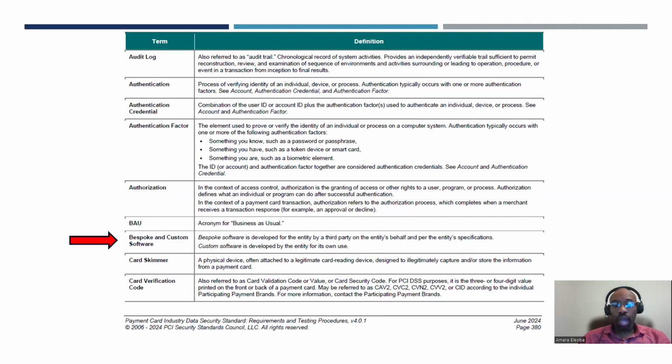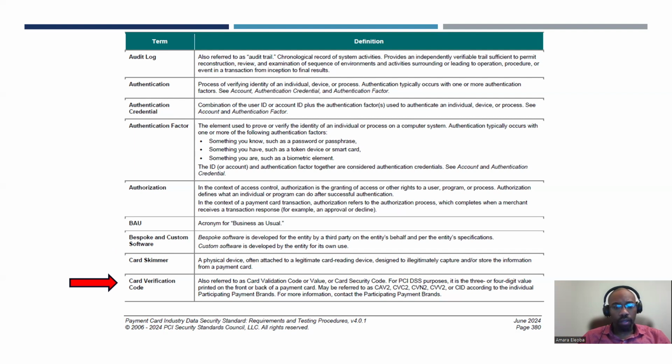Then bespoke and custom software. So you can see here that bespoke software is something that is developed for organization by a third party. Okay. Now, a custom software is developed by the organization for its own use. So if the organization buys a software from a third party, that is what we call a bespoke. A custom software is a software that was developed by the organization or that company for its own use.